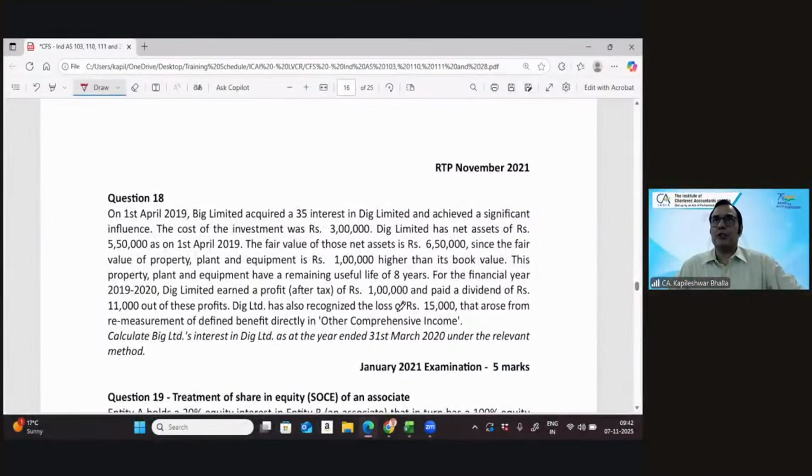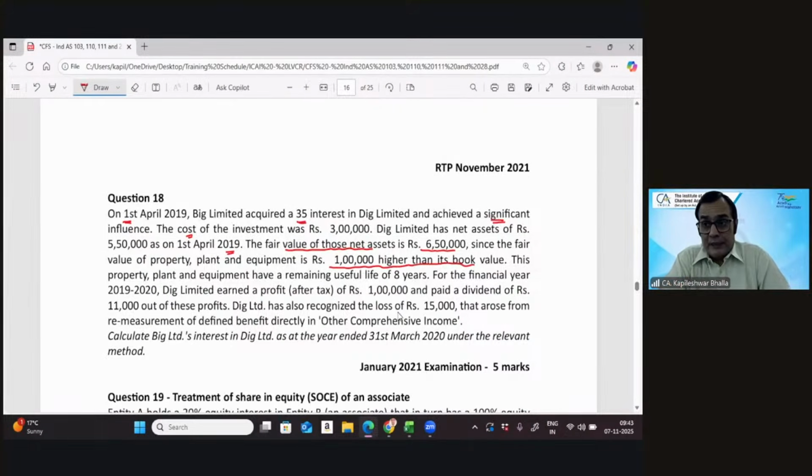Let's have a look at question number 18 now. In this case, it's a January 21 examination question which came for 5 marks in the exam. Let's have a look. It says on 1st April 2019, Big acquired a 35% interest in Dig and it achieved significant influence. The cost of the investment is given and the net assets on 1st April 19 is given. The fair value of those net assets is given to be 6,50,000 and the fair value of PPE is 1 lakh more than book value.